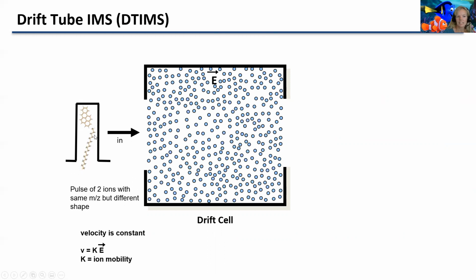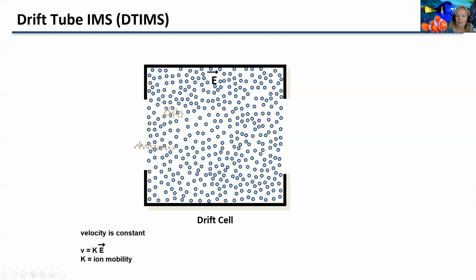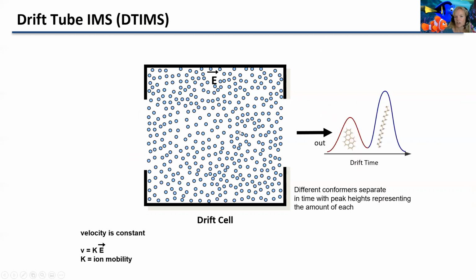And if we pulse these in this nice square wave pulse, we can have a race. So our smaller, more ring-based structure is going to get through the drift tube faster than our more elongated structure, and we can get a shape separation where we see that about 40% of our distribution is ring-based and 60% is our linear distribution.